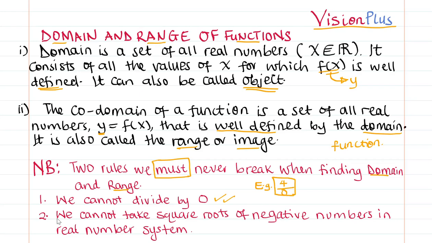Rule number 2, we cannot take square roots of negative numbers in real number system. In real number system, we don't take square roots of negative numbers. For instance, root of negative 6. We want to avoid these cases as much as we can.